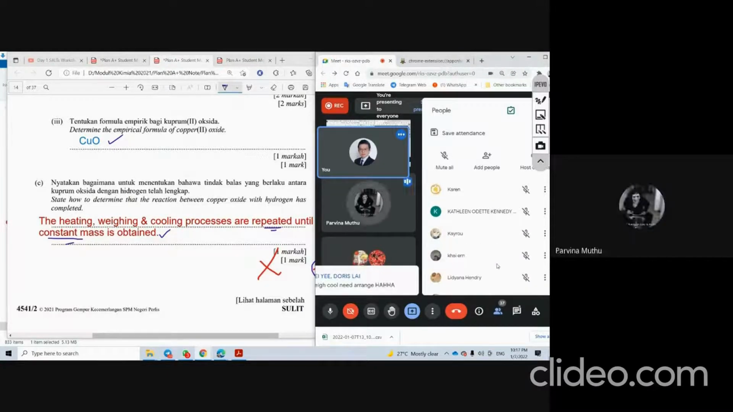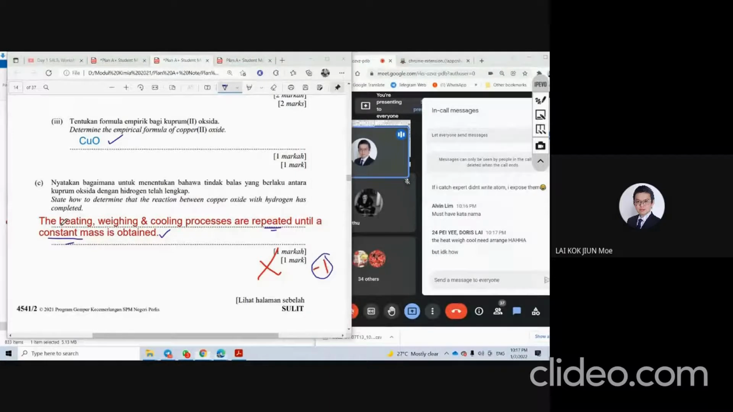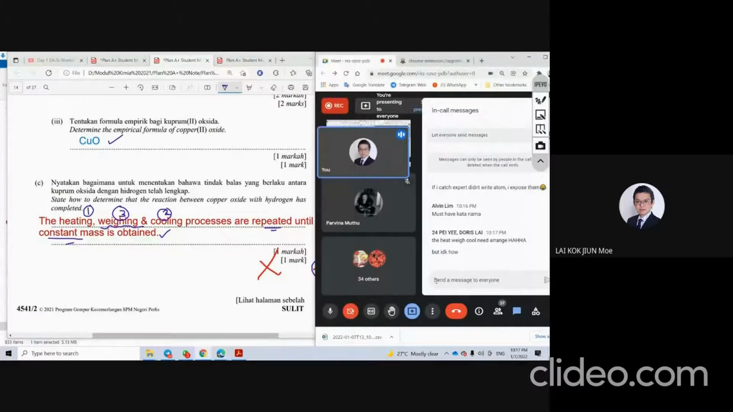How? Oh, yeah. The heat, wait, cold. I need to arrange. Very good. How can you heat? You never wait for cold and then you weigh it. Cannot ma. So you see, must follow sequence. Actually, follow sequence. Sequence is 1, 2, 3. You see, this one cannot come first ma. Dia tak boleh tunggu cooling first meh. Why you want to be in first? Yes, well done, Doris.